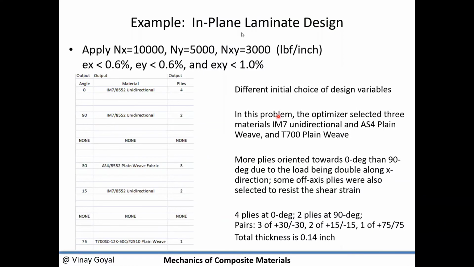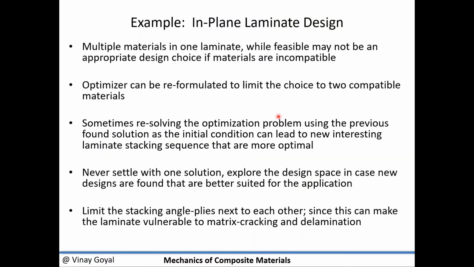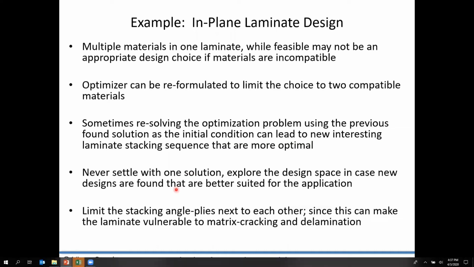In-plane laminate design, multiple materials in one laminate, while feasible, may not be an appropriate design choice if materials are incompatible. An optimizer can be reformulated to limit the choice to 2 compatible materials or just 1. Sometimes resolving the optimization problem using the previous found solution as the initial condition can lead to new interesting laminate stacking sequences that are more optimal. And I recommend never settling for one solution, but looking at the whole design space and see what makes sense for your application. Later on, I'm going to discuss what are good design choices when it comes to optimization.